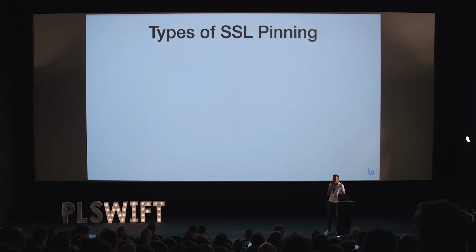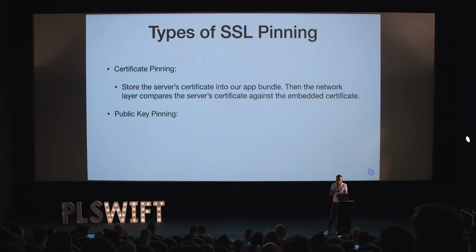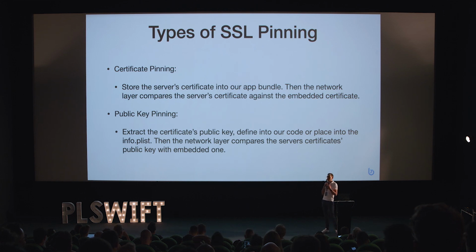So which types of SSL pinning do we have? We have certificate pinning. This means that you store the certificate in the bundle of the application itself. Then we compare the certificate stored in the bundle with the one that we receive from the website, from the API. Or we can use public key pinning. It means that we extract the public key from the certificate, we store it as a string or whatever you want to use, and then we compare it with the server certificate when receiving the request.